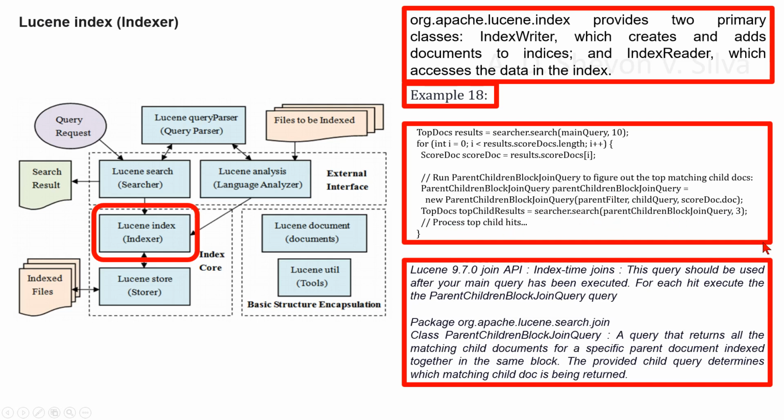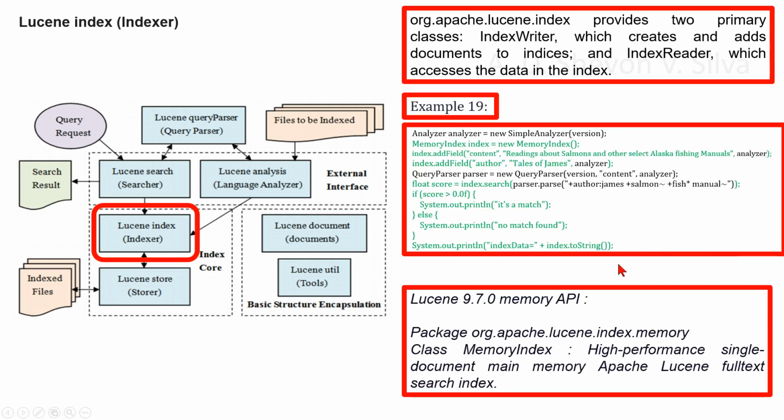Process top child hit. Now we are considering the Lucene 9.7 memory API. Here is the class MemoryIndex in the package org.apache.lucene.index.memory, a high performance single document main memory Apache Lucene full text search index.